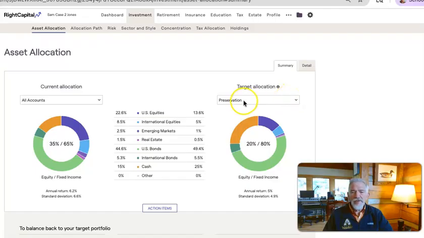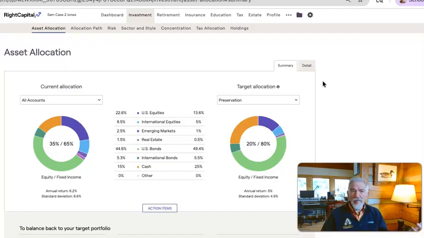We start with the preservation portfolio. This is a very conservative portfolio which has a lot of cash and fixed instruments, and that explains the 80-20 mix here. 80% would be the fixed portion of the portfolio, 20% would be the equities, the stocks, real estate, and other holdings. So when you look at the returns, as you can see here, there's an annual return of 5%.